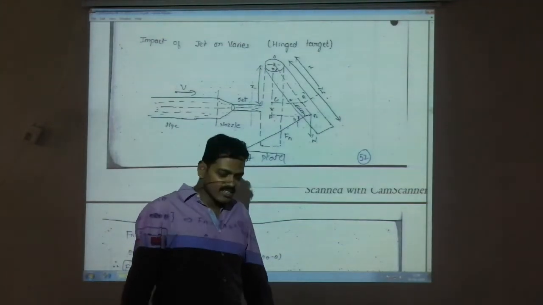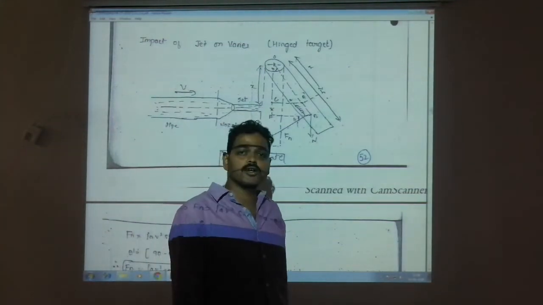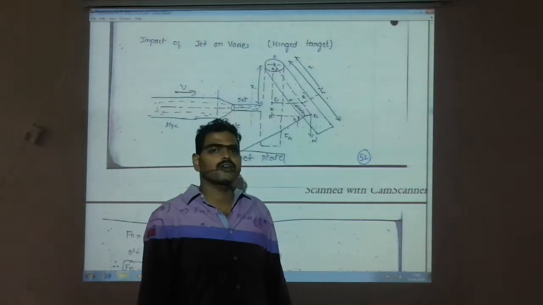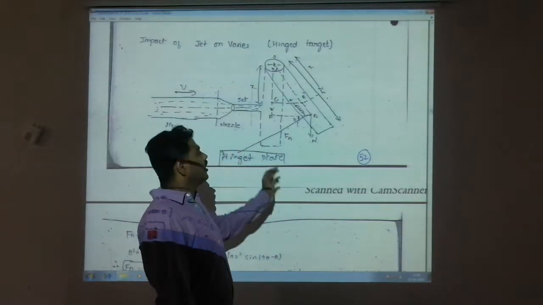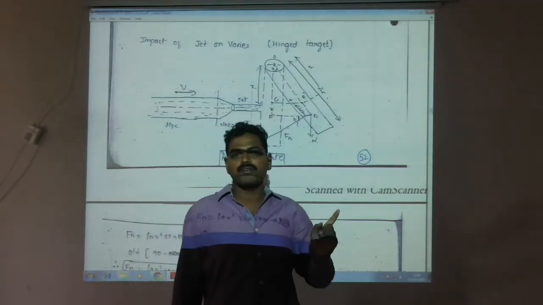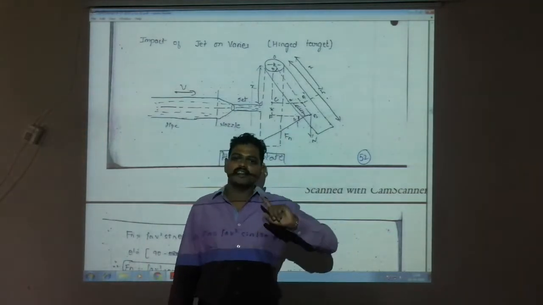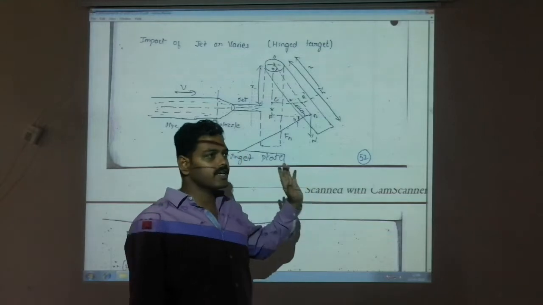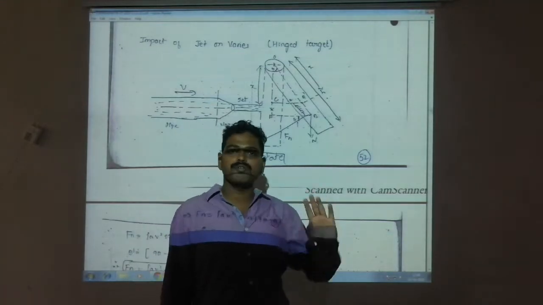Hi everyone. So again, it is the continuation of impact of jet on vanes. Today's session is with impact of jet on vanes with the second target. In the previous sessions we have discussed the first target, which is fixed targets. In today's class it's with the hinged targets and the moving targets.